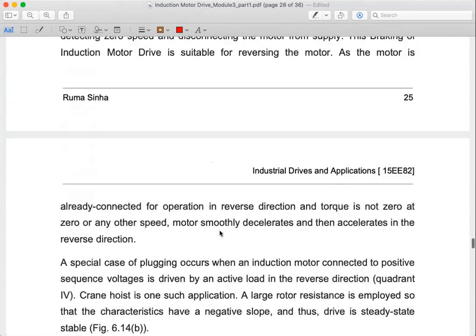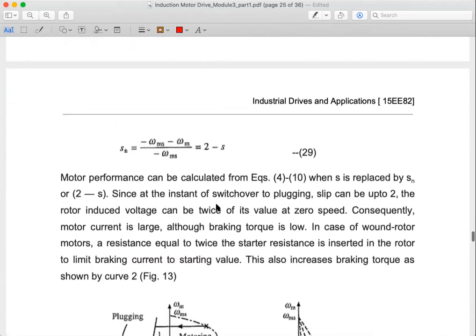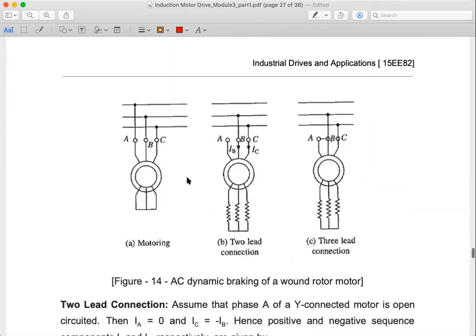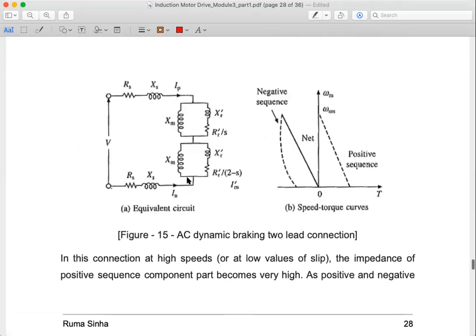We have also seen this calculation in the previous case. For the negative sequence component, the phase sequence is opposite. That means the generated rotating magnetic field will rotate in the opposite direction. So the synchronous speed is again minus omega ms. If we calculate slip, it will be 2 minus s. So for the negative sequence component, the slip is 2 minus s. This is the only difference. The remaining things are the same.